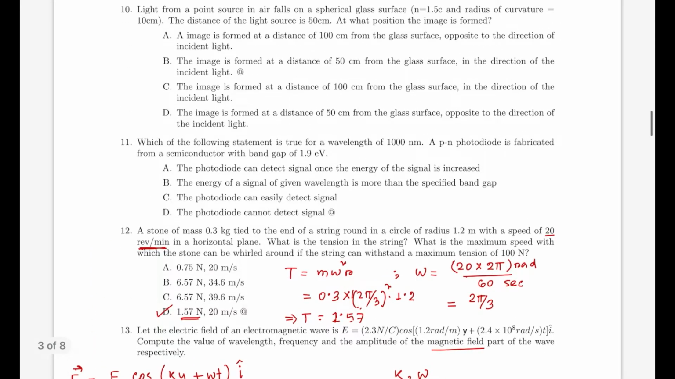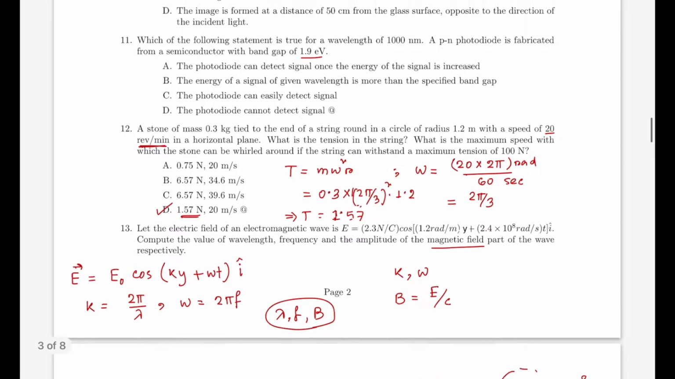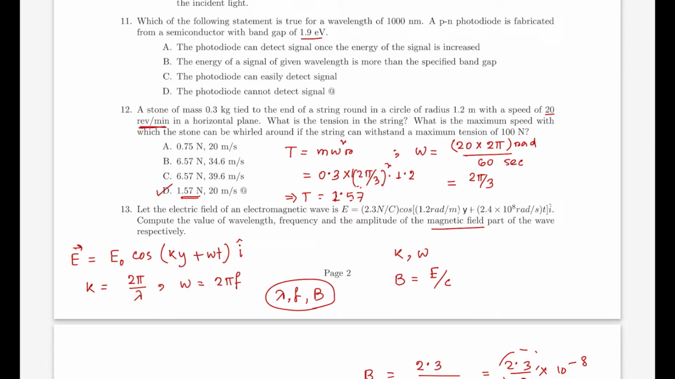Question 11 says, which of the following statements is true for a wavelength of 1000 nanometer? A PN photodiode is fabricated from a semiconductor with band gap 1.9 electron volt. When light of proper wavelength, which has the energy of this band gap, falls on the photodiode, then only it can detect the signal, otherwise it cannot. So we have to find the energy of the photons that are coming, which have a wavelength of 1000 nanometer.